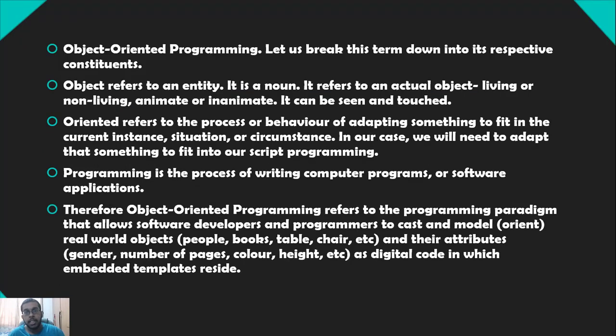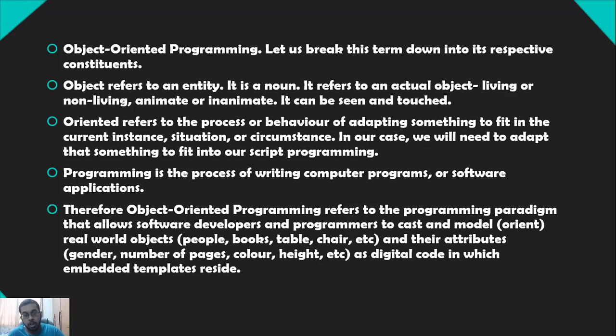Object-oriented programming. Let us break this term down into its respective constituents. Object refers to an entity. It is a noun. It refers to an actual object, living or non-living, animate or inanimate. It can be seen and touched. Oriented refers to the process or behavior of adapting something to fit in the current instance, situation, or circumstance. In our case, we will need to adapt that something to fit into our script programming. Programming is the process of writing computer programs or software applications.